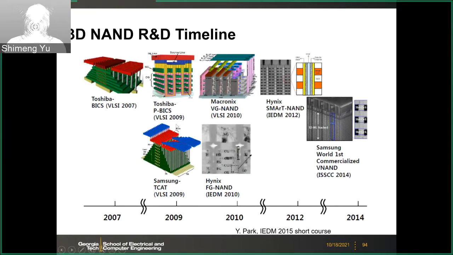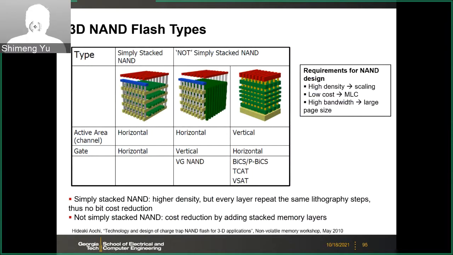And then in 2009, at the same conference, Symposium on VLSI, both Toshiba and Samsung reported their 3D NAND flash. And then after that, other companies also introduced their structures. And then in 2014, Samsung reported their first commercialized product at the ISSCC conference 2014. So we will discuss the 3D NAND flash in more detail in the next few slides.